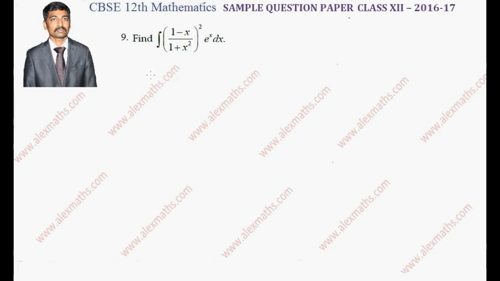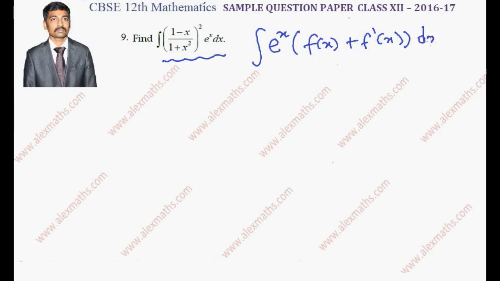Find integration of 1 minus x by 1 plus x square whole square into e power x. This is of the form integral e power x into f of x plus f dash of x into dx, and the answer for this is e power x f of x plus c. But this form is not visible directly. So we have to rearrange and bring it to this form and use the formula.